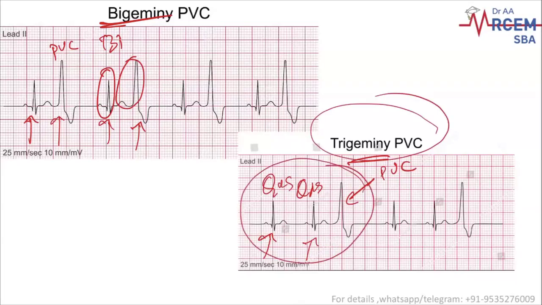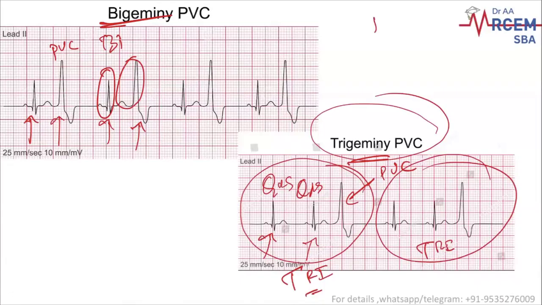This is one set. There are three QRS complexes. That's why it is known as tri. There is one more tri here. This is known as trigeminy. Bigeminy PVCs or trigeminy PVCs are very commonly seen in digoxin toxicity.